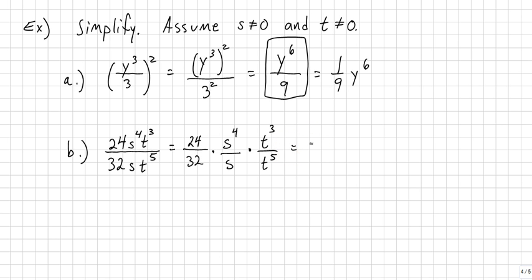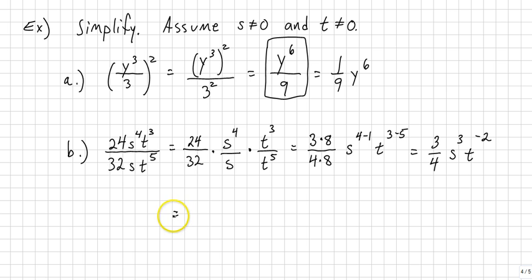So let's start to simplify that. 24 and 32, their greatest common factor would be 8. So it would be 3 times 8 divided by 4 times 8. And then s to the 4th divided by s would be s to the 4 minus 1. And t to the 3rd divided by t to the 5th would be t to the 3 minus 5. That would give us 3/4 s to the 3rd, and then t to the negative 2 power. But now we have a negative exponent, so we're not simplified yet.